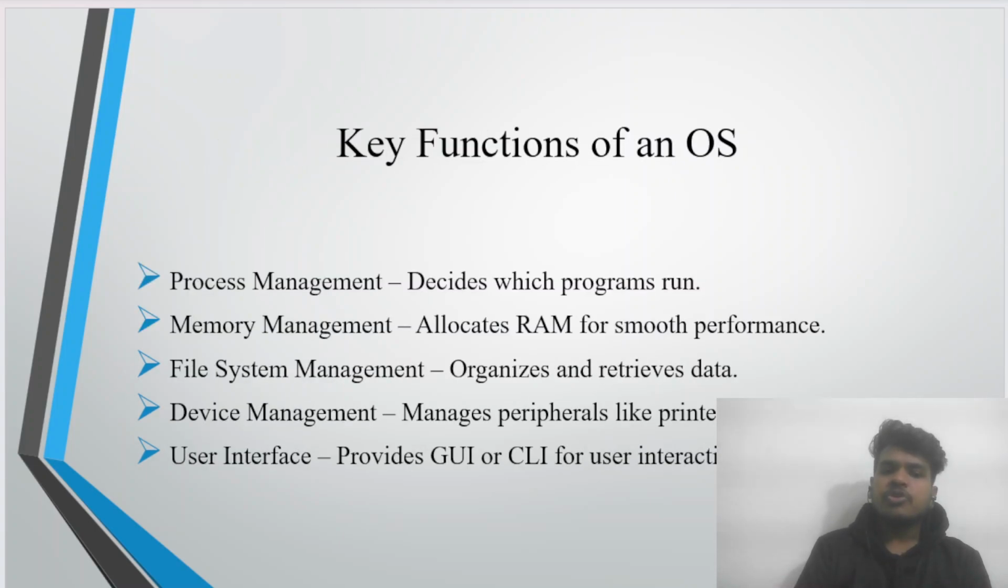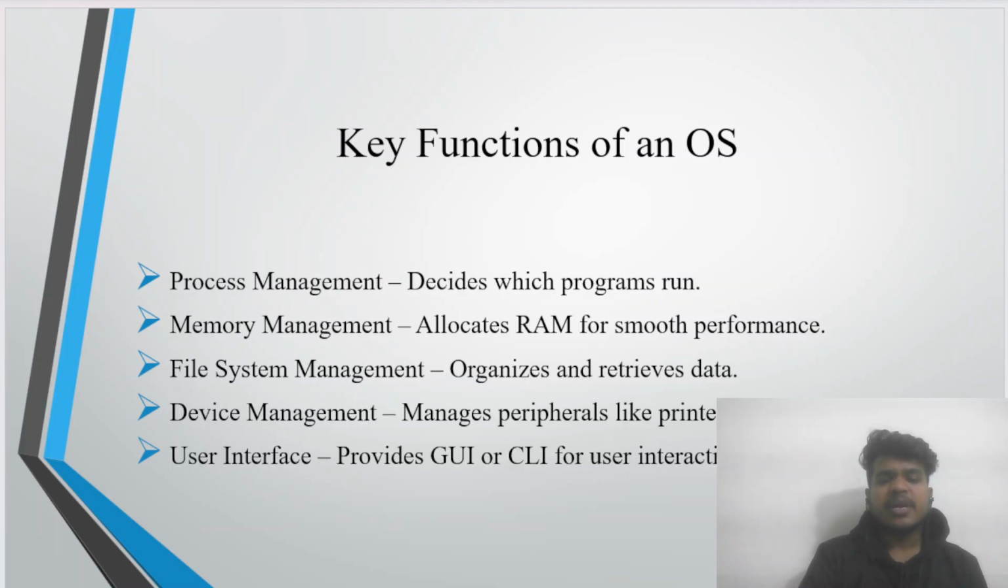So we know what exactly an operating system is. Now let us talk about its main functions. An OS performs several crucial tasks. The main ones include process management. It decides which programs run, when they run, and how much CPU they use. Think of it as a traffic controller managing cars on a busy highway.